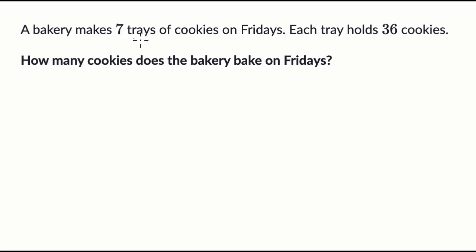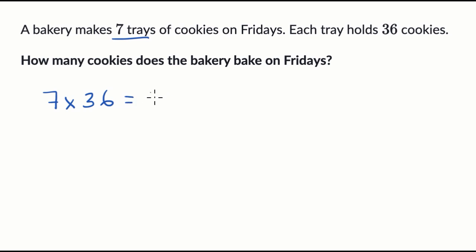Okay, so we have 7 trays, and each of them has 36 cookies. So it's really 7 sets or 7 groups of 36. So what we really want to do is multiply 7 times 36. Now there's a couple of ways we could do this.